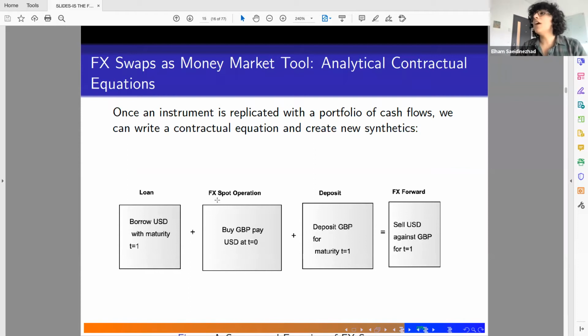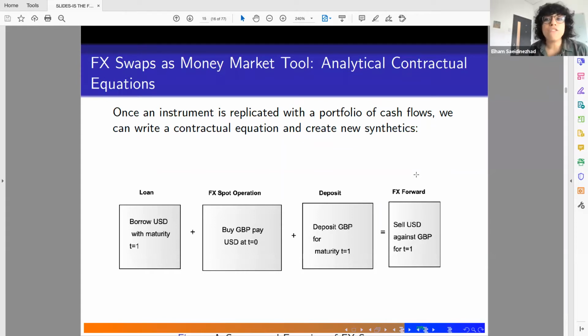At the same time, another transaction is happening, and this is an FX transaction, basically an FX spot transaction. This transaction happens when one party purchases this pound and pays US dollar at time 0. As a result of these transactions, we can actually create an FX forward contract. The result of the FX forward contract is that the party is going to sell US dollar against GBP, or British pound, and the maturity of this contract is going to be 1 year.